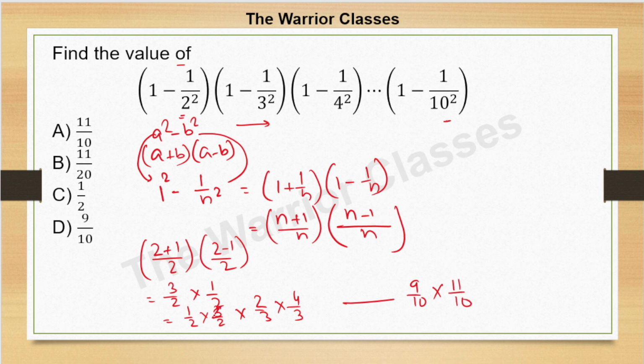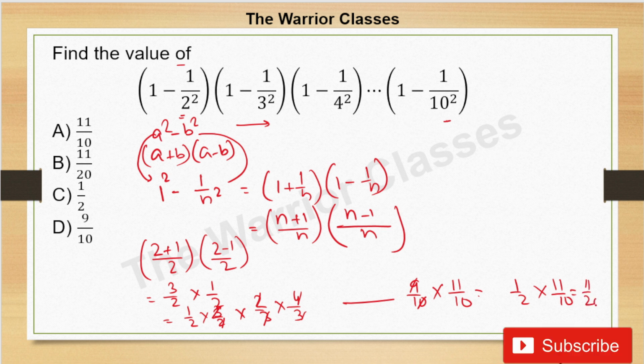Now here 3 and 3 will be cancelled, 2 and 2 are cancelled. Likewise all the terms will be cancelled out, and we will be left with 1 by 2 in the first term and 11 by 10 in the last term. So our final answer will be 11 over 20, right? So 11 over 20, option number B is correct.